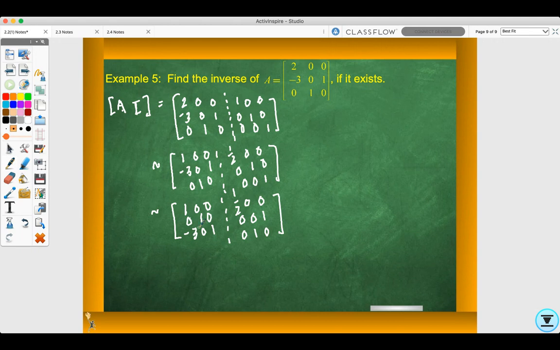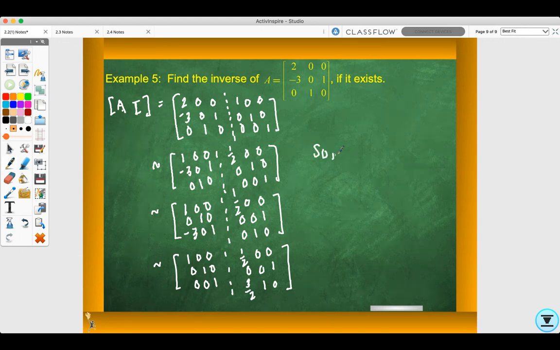And the last thing I'm going to do for this is 3 times row 1 plus row 3. So I'm going to take 3 times row 1 and add it to row 3. So row 1 is going to stay the same. Row 2 is going to stay the same. 3 times row 1 added to row 3 will give me 0, 0, 1. So 3 times row 1, adding it to row 3 would give me 3/2, 1, 0.